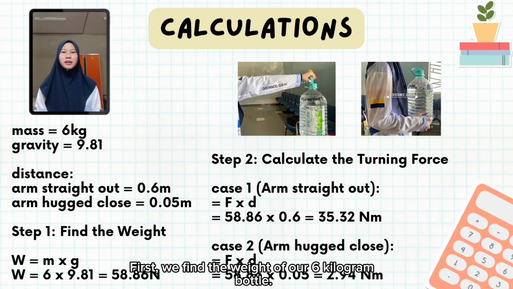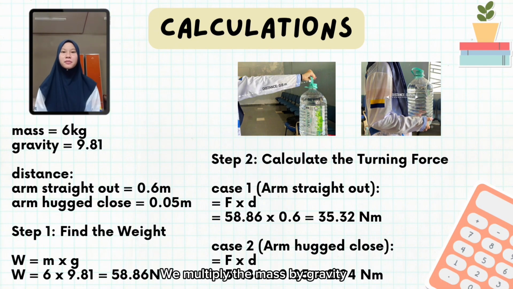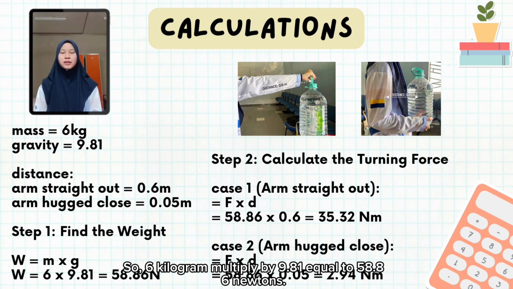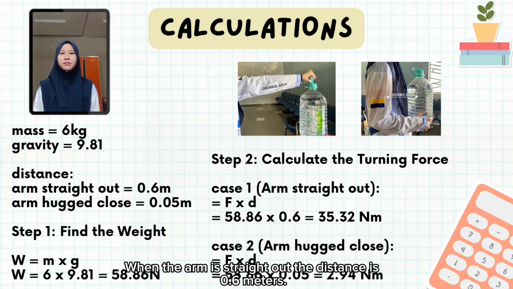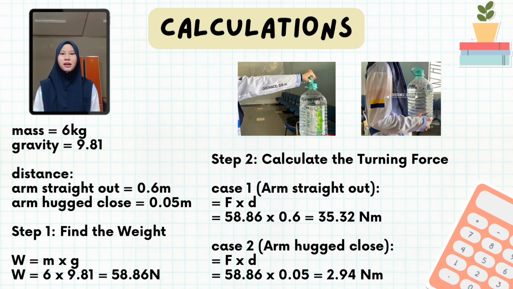First, we find the weight of our 6 kg bottle. We multiply the mass by gravity, 9.81, to find the downward pull in newtons. So, 6 kg multiplied by 9.81 equals 58.86 newtons. Next, we measure the distance from the shoulder to the bottle. When the arm is straight out, the distance is 0.6 meters. When the arm is hugged close to the chest, the distance is much shorter, just 0.05 meters.